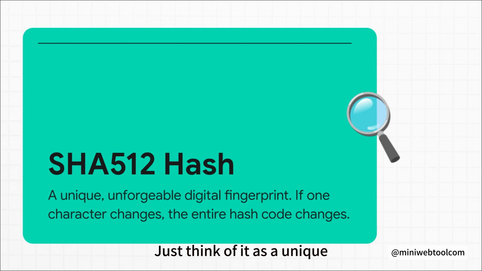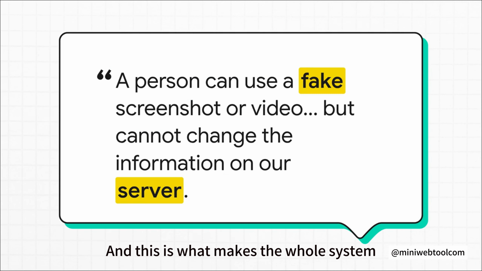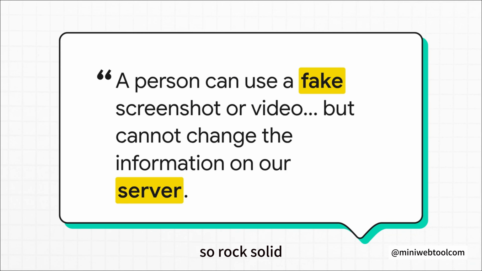Just think of it as a unique, one-of-a-kind code for that specific file, and it is incredibly sensitive. If you change even one comma, one letter, a single space in that list of names, poof, the entire hash code changes completely. It makes it impossible to secretly alter the list and still have it match the certificate. And this is what makes the whole system so rock solid. As the quote says, someone can fake a video, they can fake a screenshot, but they cannot fake this. They can't change the information stored on that secure server, and because of the hash, they can't get away with changing the entry list. This is what real, undeniable proof actually looks like.